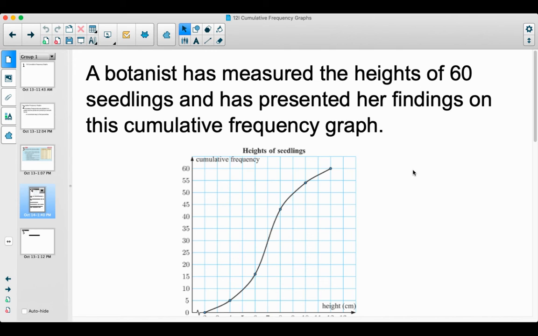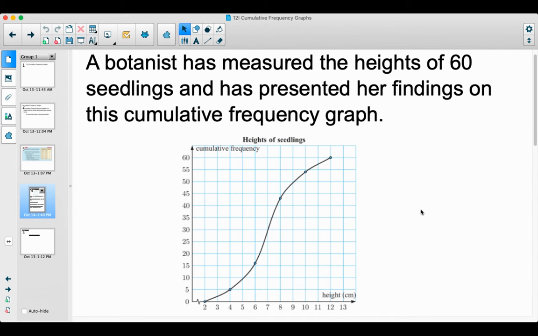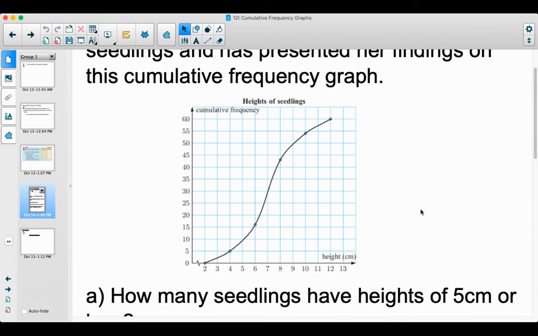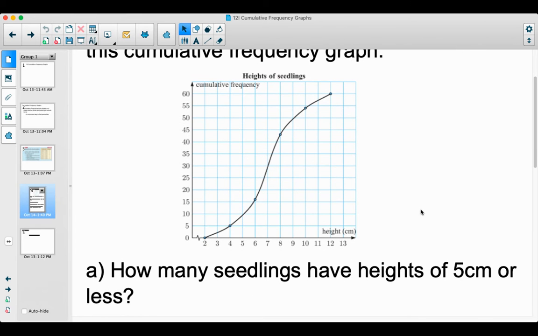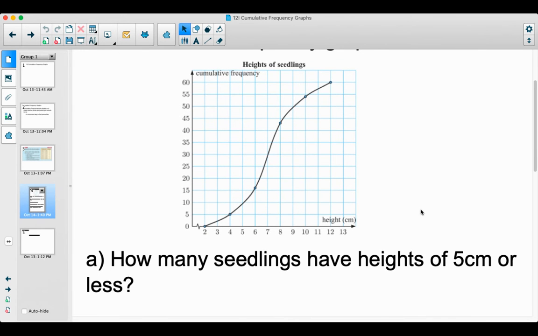Okay, so now let's take a look at an example where the graph is actually given to you, and then you just have to read what you are seeing from the graph. So here's our cumulative frequency curve. It's measured the heights of 60 seedlings and presented the information in the cumulative frequency graph. So here's our graph, and it says how many seedlings have a height of 5 centimeters or less. Okay, so this is going to be our height, and this is our cumulative frequency.